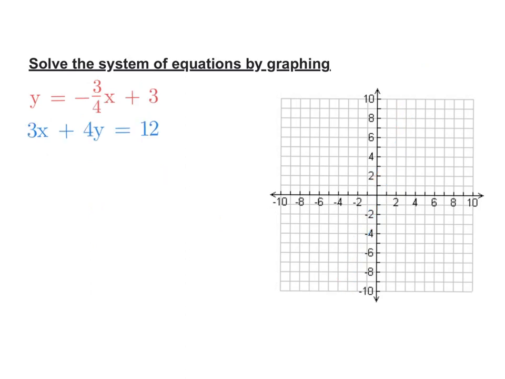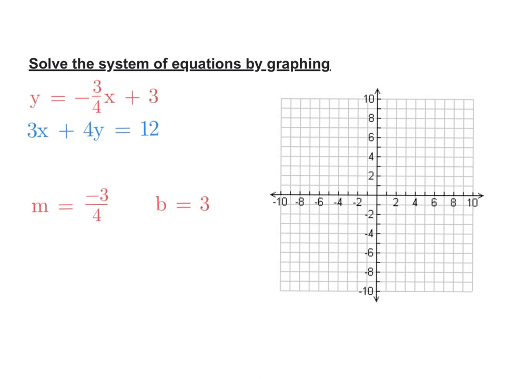So, go ahead and take a picture of that page, and then we'll work through it together. For the red equation, what's the slope for the red equation? -3/4. What is the y-intercept? 3. Okay. So there's my slope and y-intercept, and I put the negative on top with the 3.